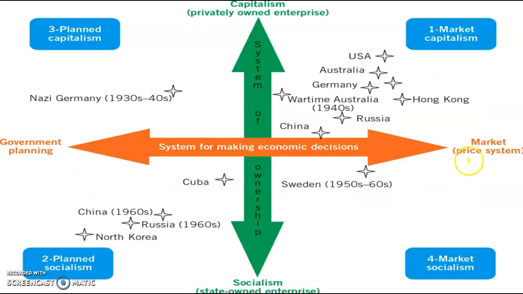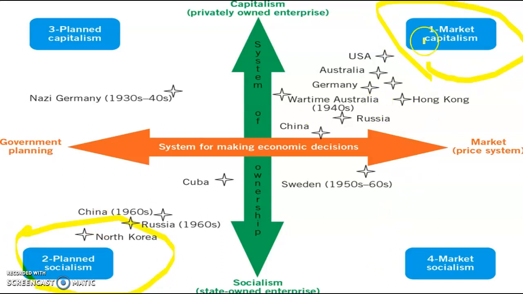Essentially, there are four types of economic systems, but we're really only going to focus on two: market capitalism and planned socialism. Market capitalism means private ownership of resources, and the market, so demand and supply, determines what is produced, whereas planned socialism refers to when the government owns resources and determines what is produced. It's up to them. There are also two that are sort of a mixture of both.